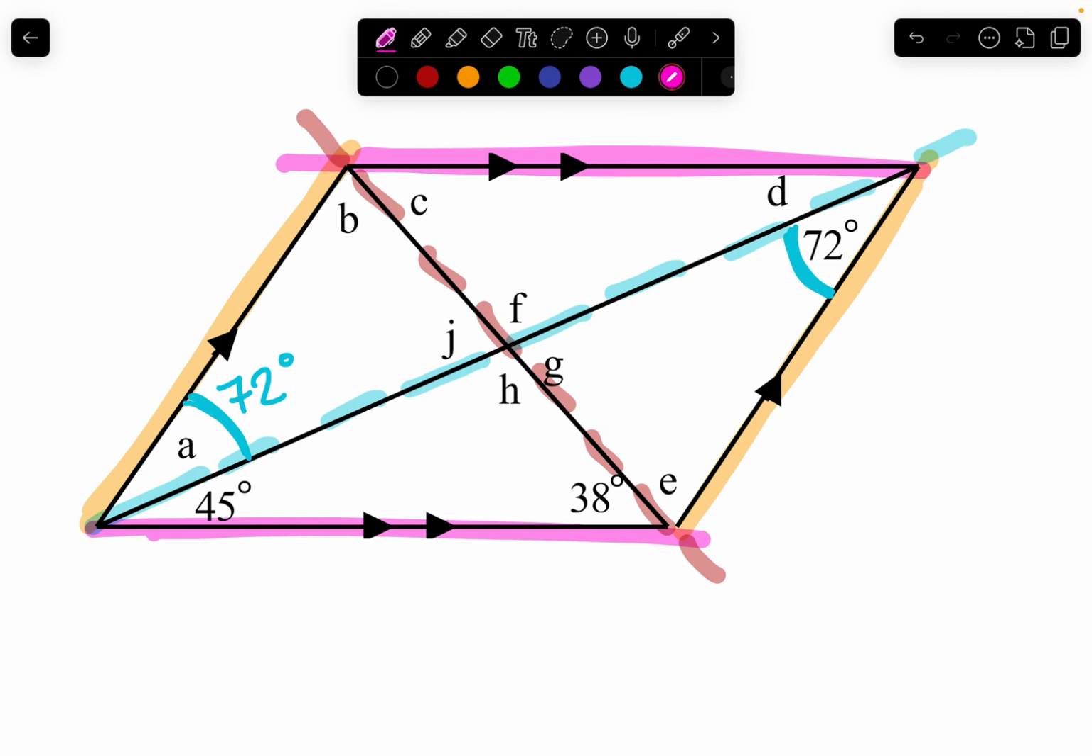All right, I have angle 38 here. That is attached to the pink and the red. Angle C is also attached to the pink and the red. These are alternate interior angles, and alternate interior angles are congruent, so that means that angle C is also going to be 38 degrees.